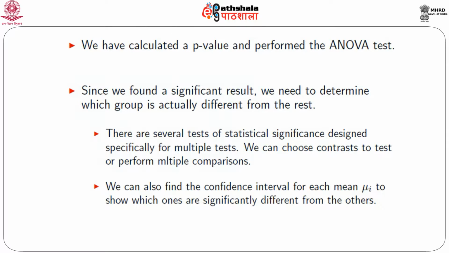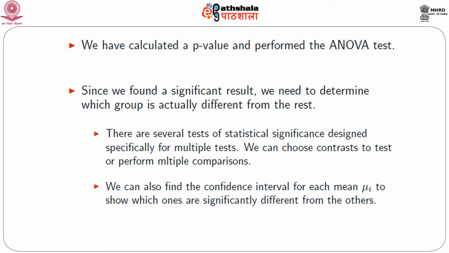We have calculated a p-value and performed the ANOVA test. Since we found a significant result, we need to determine which group is actually different from the rest. There are several tests of statistical significance designed specifically for multiple tests. We can choose contrast to test or perform multiple comparisons. We can also find the confidence interval for each mean mu i to show which ones are significantly different from the others.